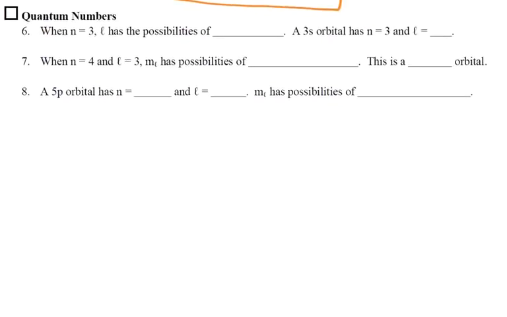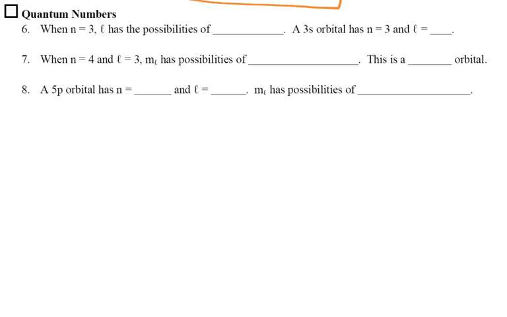Okay, last one here is quantum numbers. Quantum numbers, when n equals 3, l has what possibilities? l can be anywhere from 0 to n minus 1. So l could be 0, it could be 1, or it could be 2. Now, if it's a 3s orbital, the value that we're using is l equals 0. For s orbitals, l equals 0. So l could be 0, l could be 1, l could be 2, and it could even be 3 and 4.